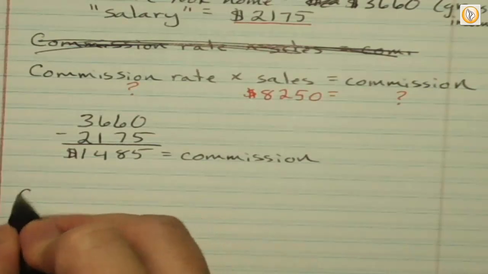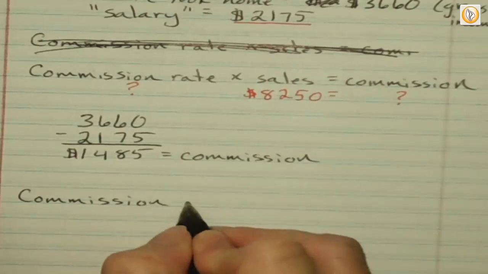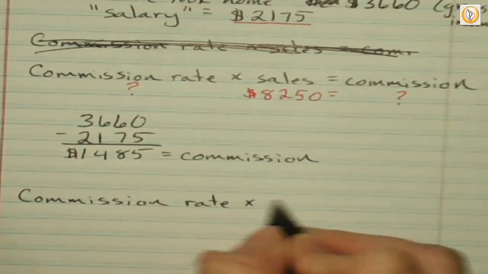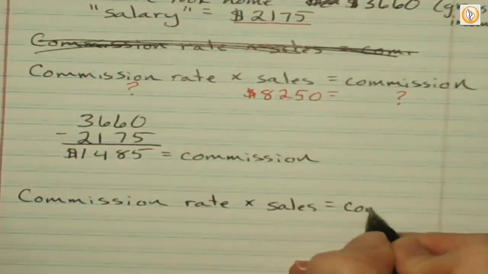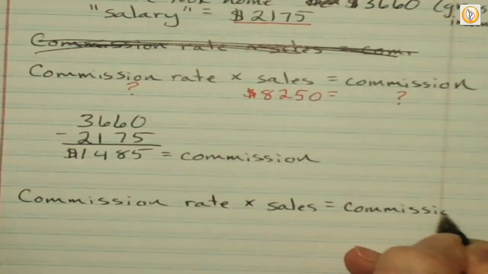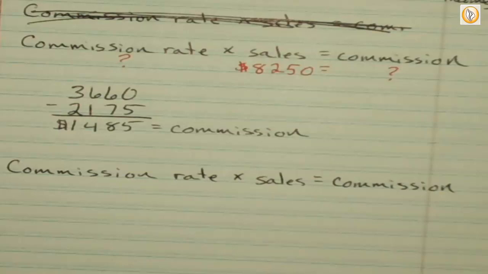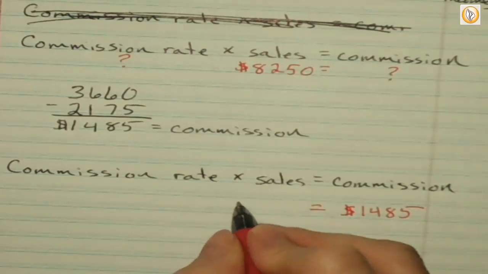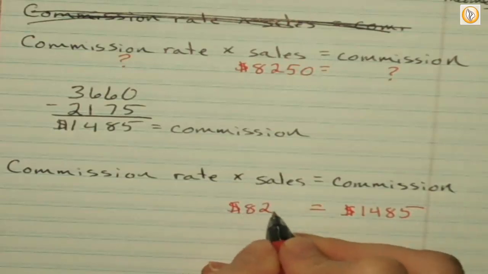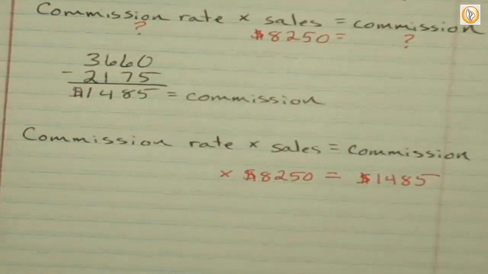Oh, I keep forgetting. All right. Commission, we're going to write this again because we're going to plug in our information. Commission rate times sales equals commission. All right, so let's now plug in what we've got. We've got our commission. I'm doing it in red. 1,485. Our sales are 8,250, but we don't know our commission rate.